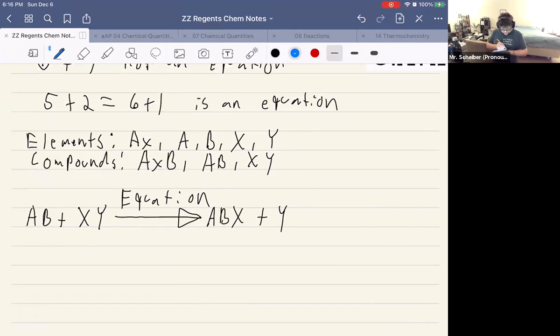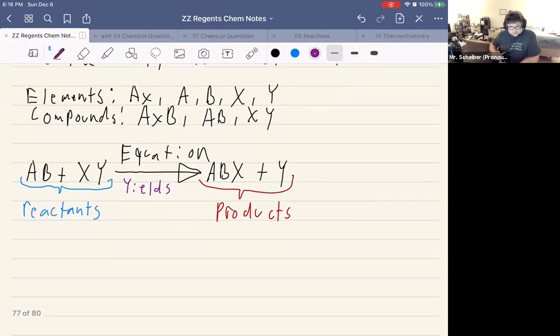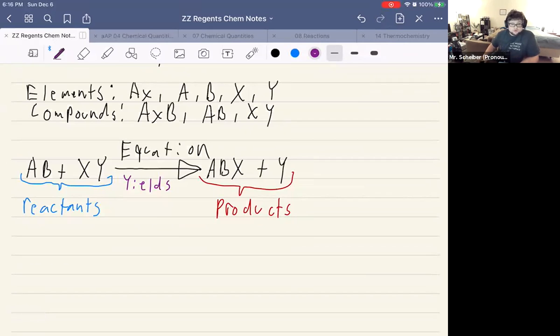And then we have some very special names. Anything on the left side of a chemical equation, we call the reactants. Anything on the right side of a chemical equation, we call the products. And we have a very special term for our equal sign or arrow. We call that our yield sign. So the way we would read this is AB plus XY yields ABX plus Y. And that's a general equation.